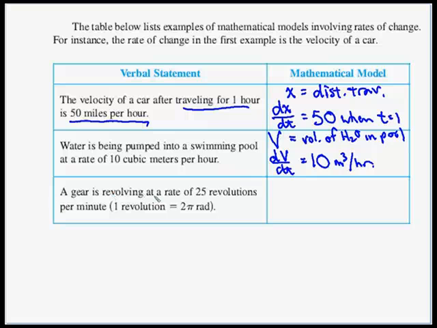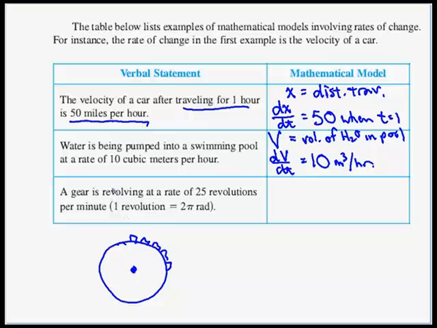And the last one, a gear is revolving at a rate of 25 revolutions per minute. What is our variable going to be? Think about it here. Imagine this is a toothed gear. It's got teeth around it in industry. Those are terrible teeth. But it's meshing with another gear around it. So this is revolving at 25 revolutions per minute. And here's a little clue. 1 revolution is 2 pi radians. That should ring a little bell from pre-calc.